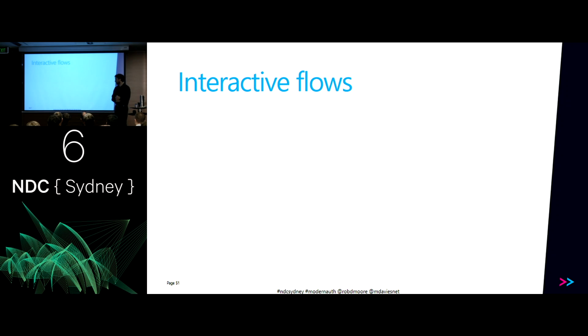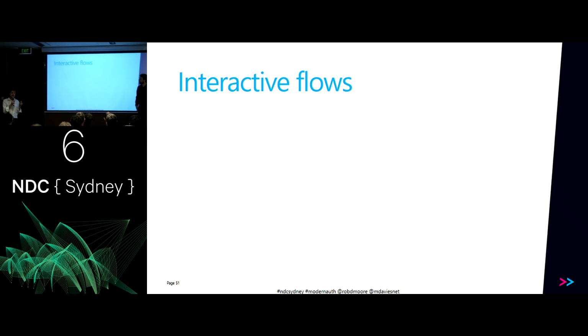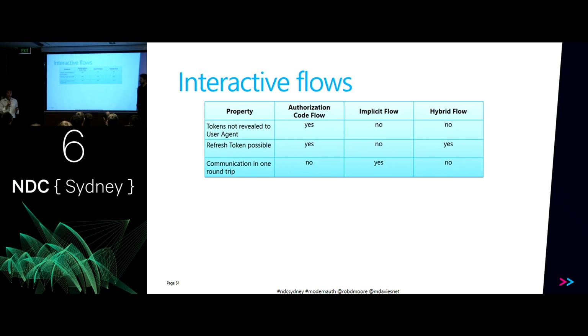Okay, let's start by looking at the interactive flows. These are the flows that involve an end user logging in at that authorization endpoint we talked about. Now, there's two different things that determine which flow you would probably use. And there's actually three flows. So we've got the authorization code flow, the implicit flow, and the hybrid flow. Now, it's worth pointing out, not all of these flows are going to be available in every implementation of an OpenID Connect server that you have.